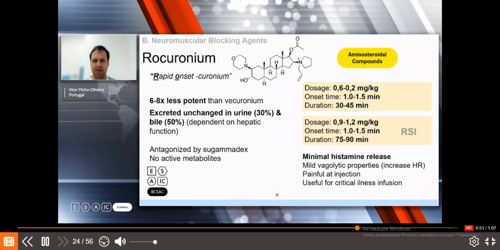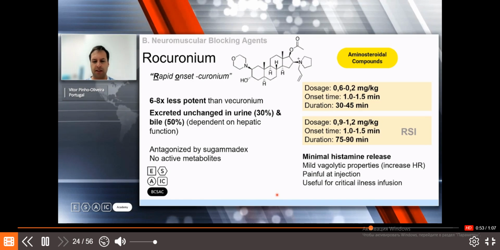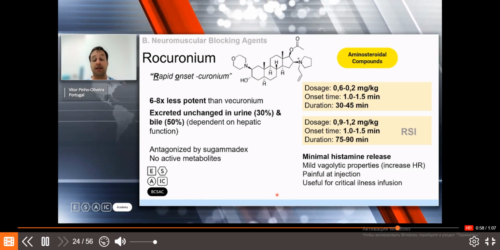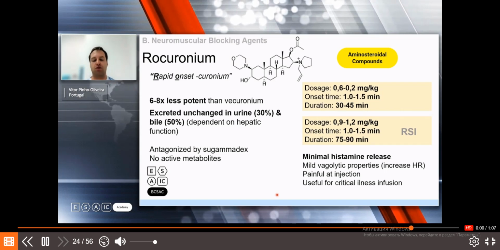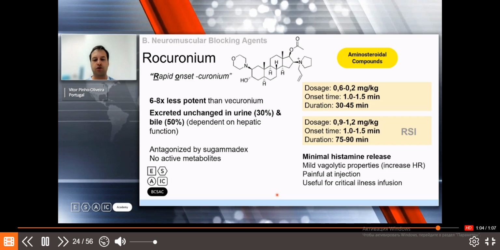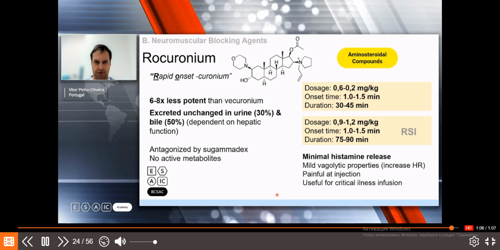It also has minimal histamine release with mild vagolytic properties. That's why we see the increase in the heart rate when we administer it. It is painful at injection, so the patient must be unconscious, obviously, and it is also useful for critical illness infusion.